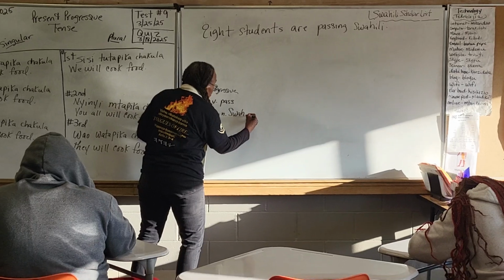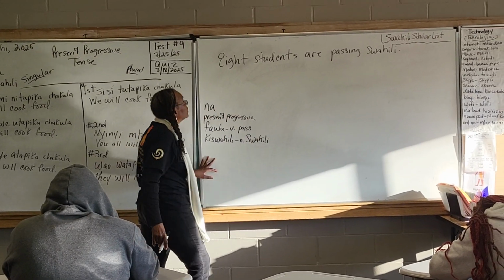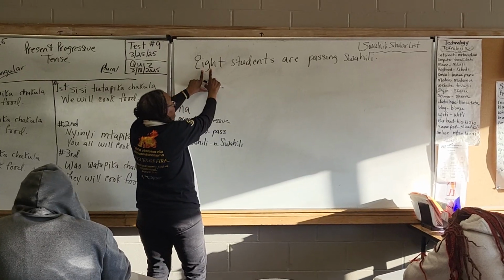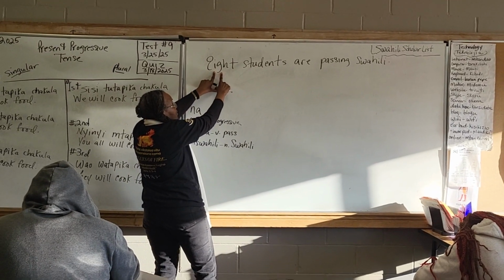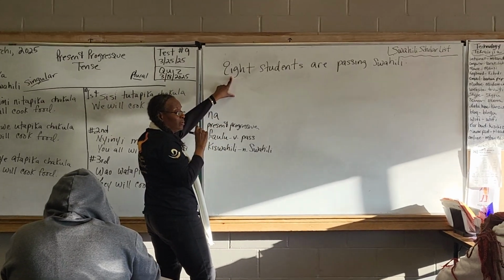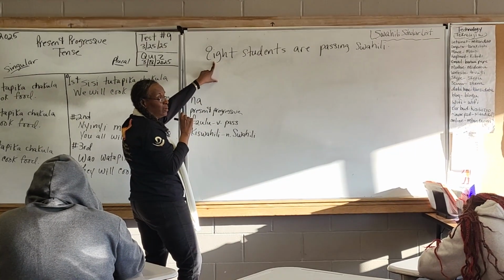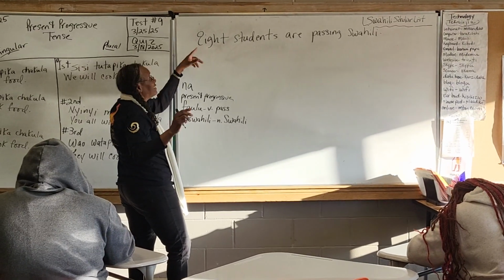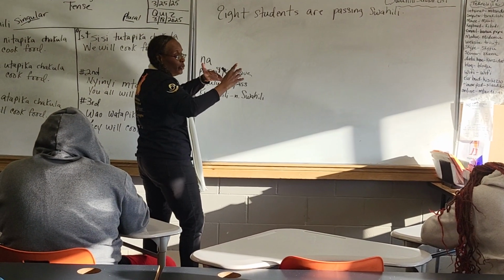So let's do this. MG, come on. Now, in this sentence, 8 students, what is this acting as? A number. It's a number, but it is acting as what part of speech? Begins with the letter A. An adjective. It's acting as an adjective. It's not just students, it's 8 students.